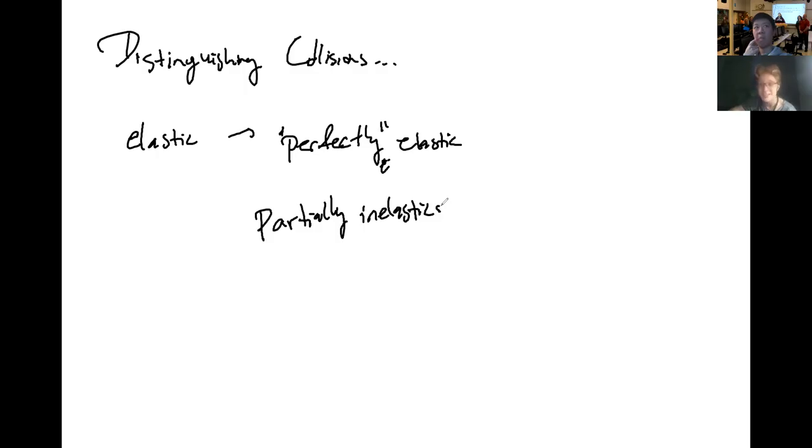If the particles stick together, exactly. If the particles stick together, then there is an absolute kinetic energy loss. So that's what we refer to as a perfectly inelastic collision. So if you ever see on a physics test or anywhere that two objects collide and stick together, that is a perfectly inelastic collision.